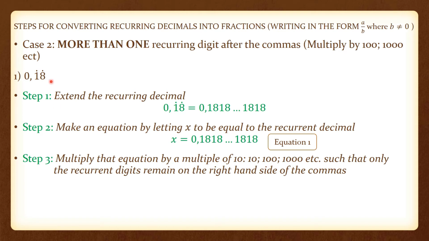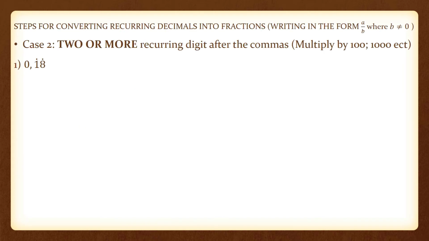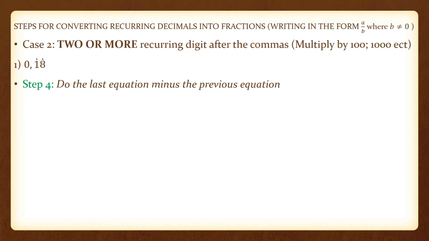Why? Just because we have two recurring digits after the comma. So we multiply by 100, that makes 100x equal to 18, 18, 18, repeating indefinitely, we call it equation 2. Step 4, do equation 2 minus equation 1. So equation 2, which was this, minus equation 1.